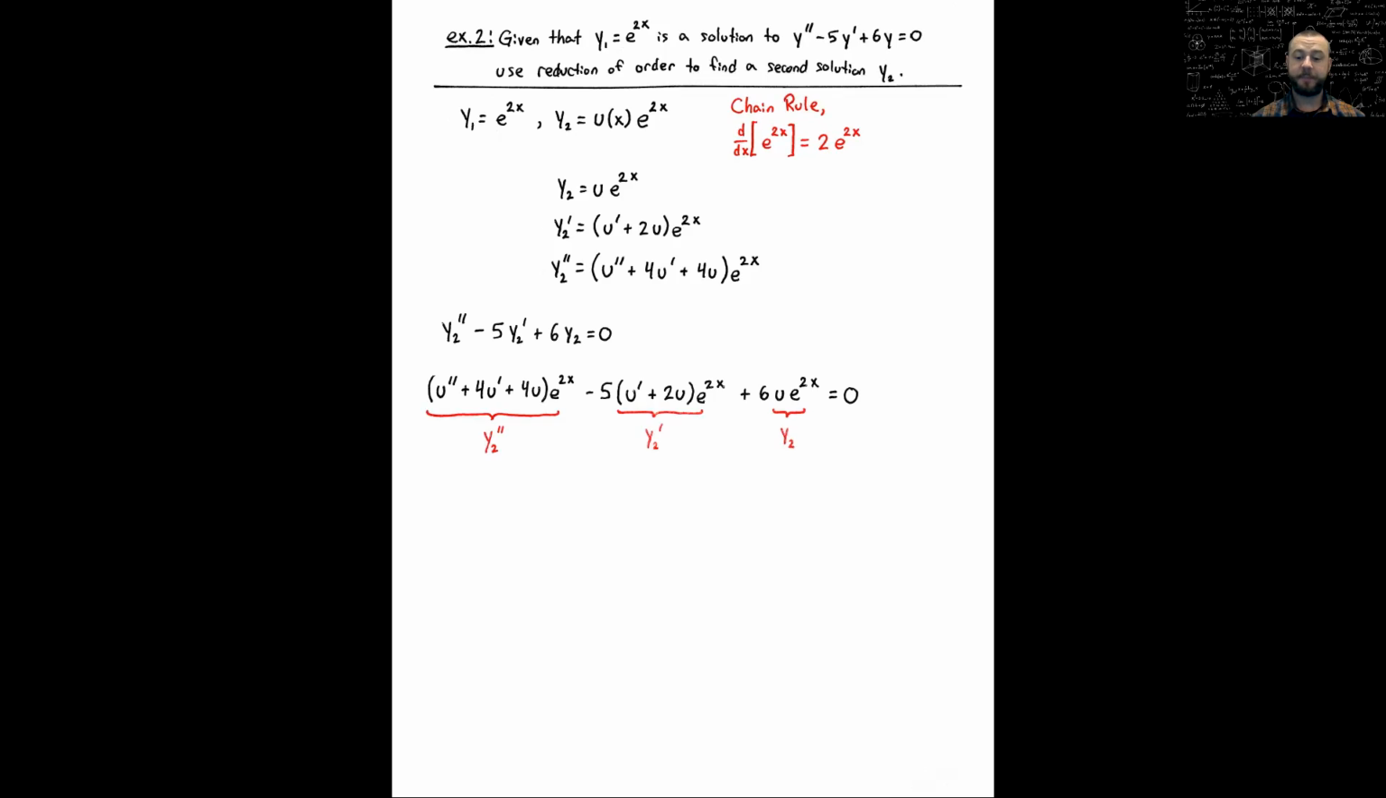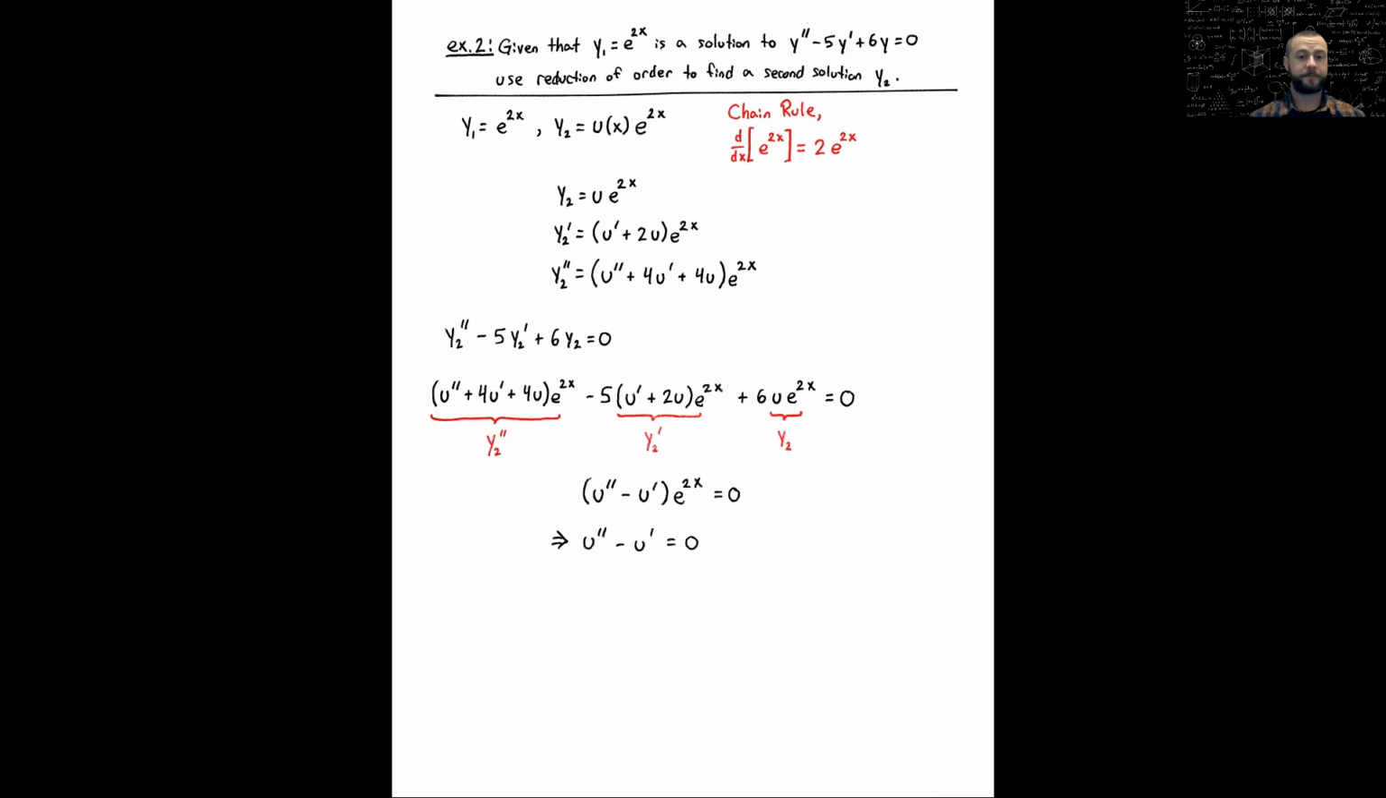All right, and you can expand. And what you should expect, recall, for reduction of order to work, you want the u terms to cancel out completely, leaving you with perhaps u prime and perhaps u double prime. But you definitely want the u's to cancel out. All right, and if you're careful with your algebra, you should find that that happens. And we get what we want, a differential equation with no u term, so reduction of order will work.